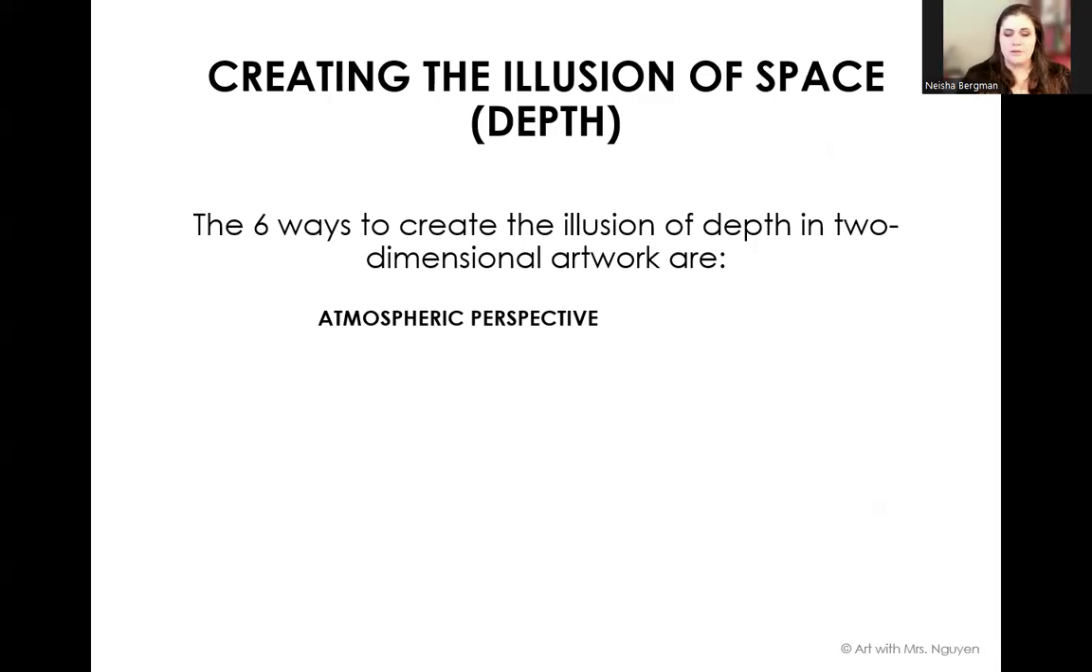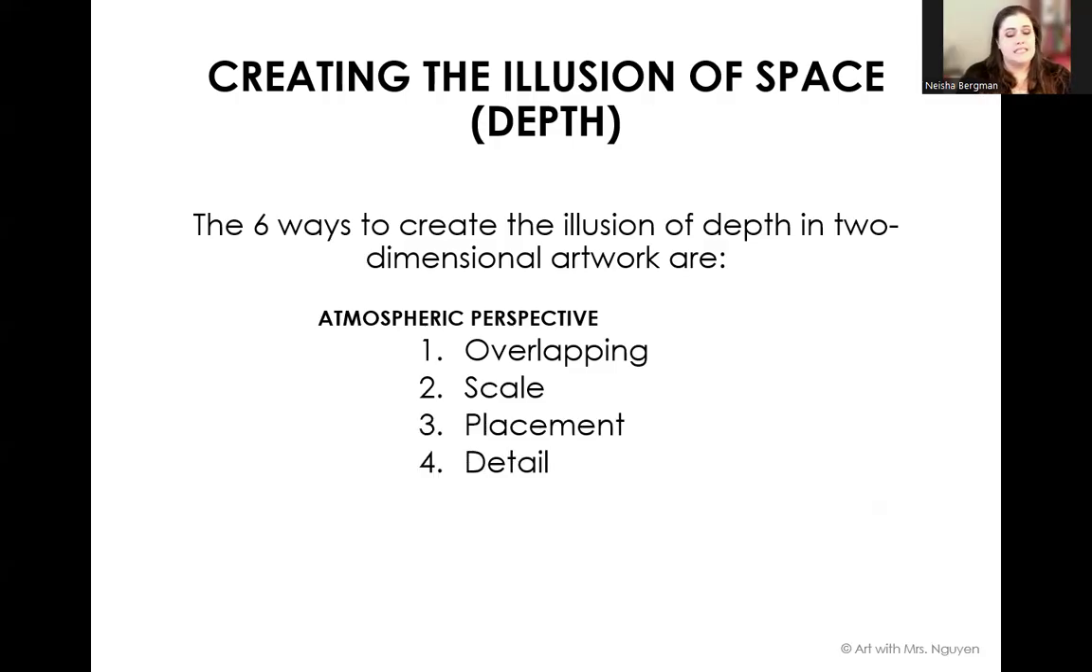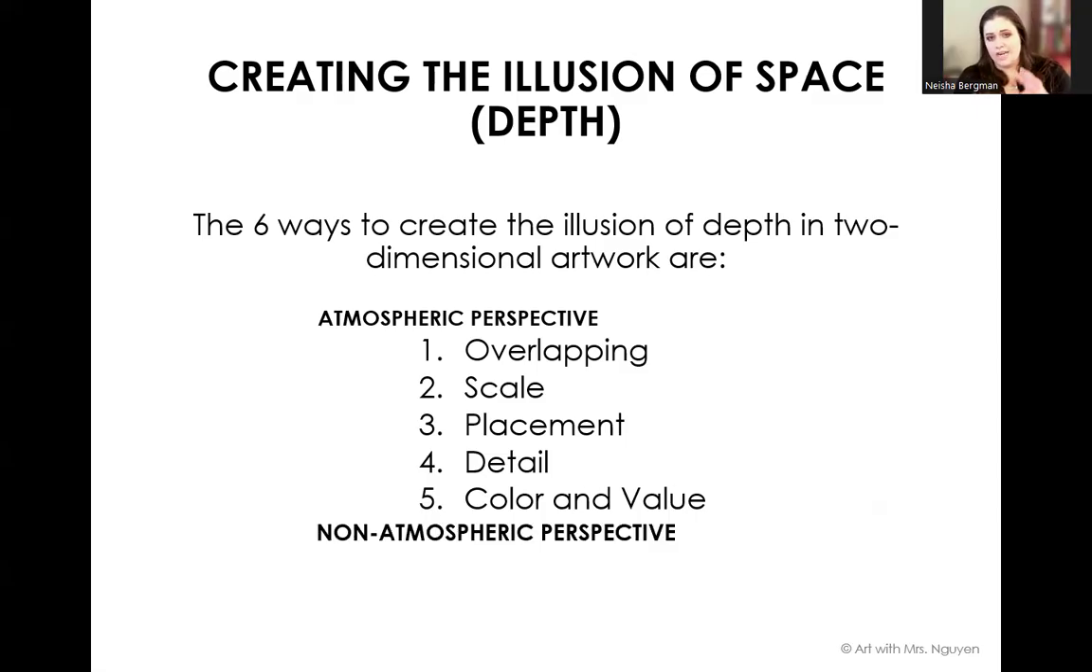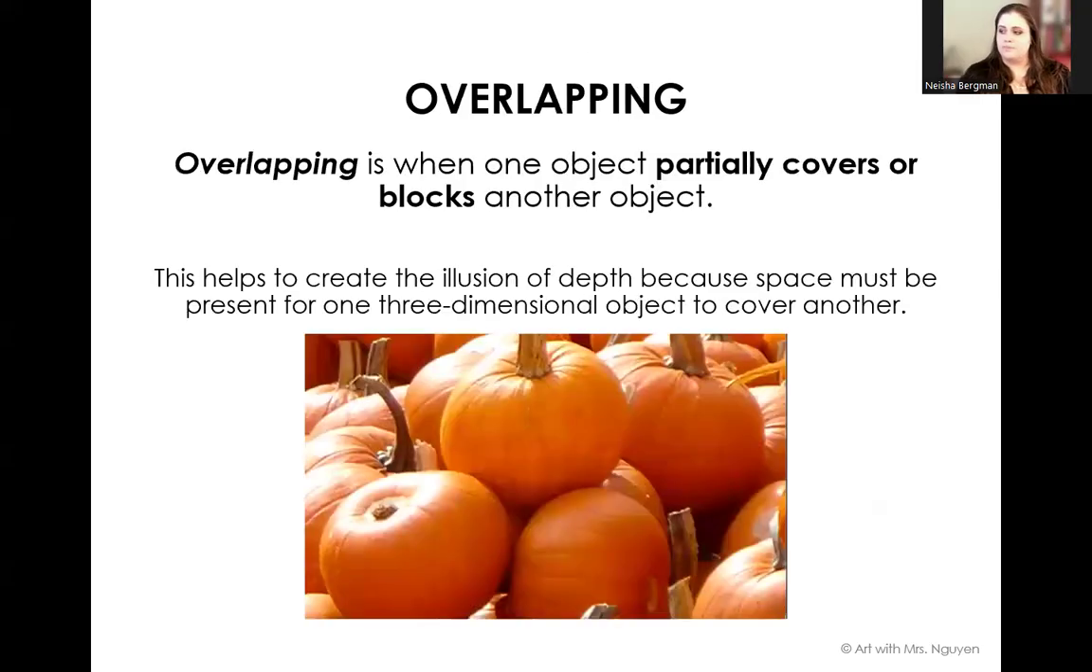So when we talk about atmospheric perspective, we're talking about overlapping. We're talking about scale, placement, detail, color, and value. Now, there's also a really mathematical approach to it, linear perspective, which is non-atmospheric perspective. It involves lines and ratios and all kinds of fun stuff that goes into that. All right, so let's talk about these one by one.